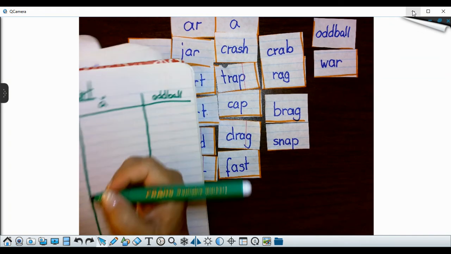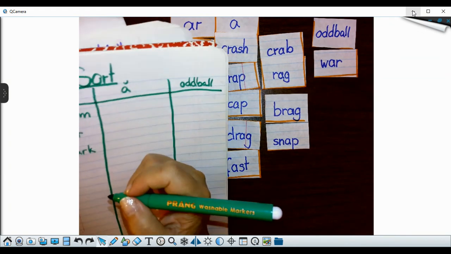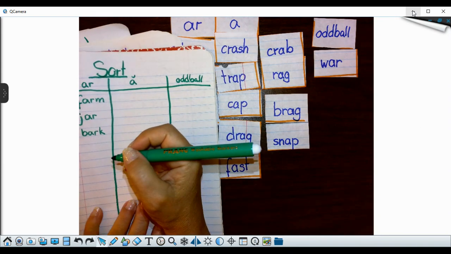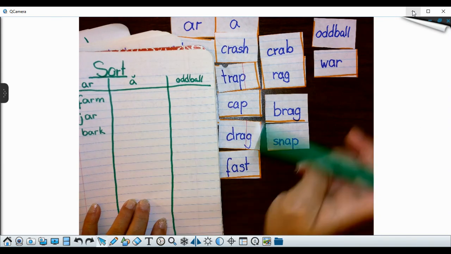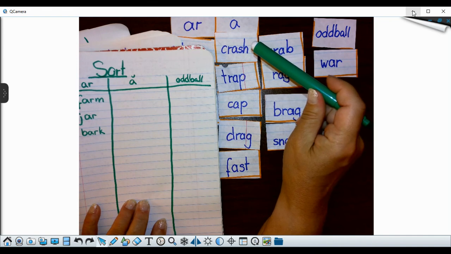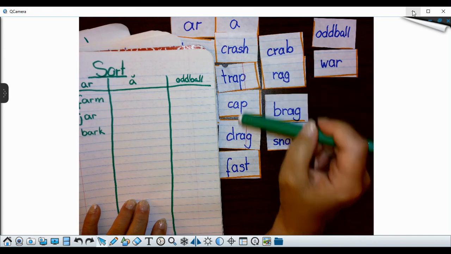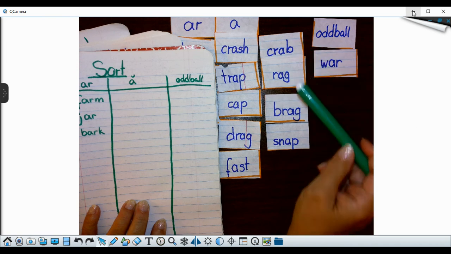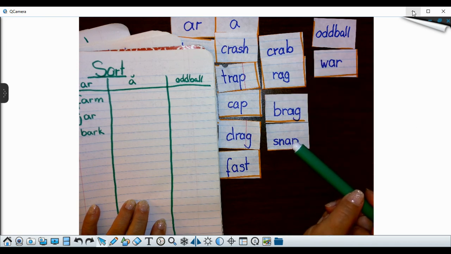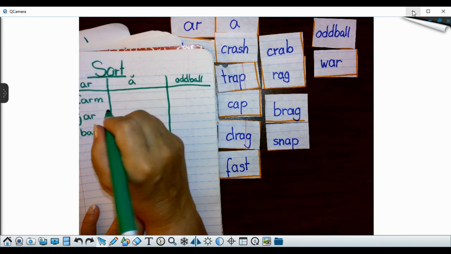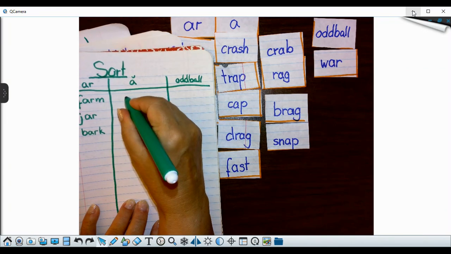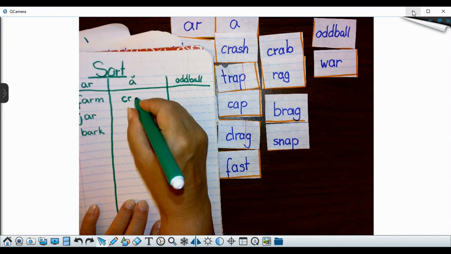I'm going to scoot my notebook over here and cover up my AR words because we're not going to need them. And now I'm going to write my short A word sounds. Read them with me real quick. Crash, trap, cap, drag, fast, crab, rag, brag, snap. All right. So I'm going to show you again with the first 2 words, and then you're going to write the rest by yourself. My first word is crash. Remember, nice handwriting, crash.